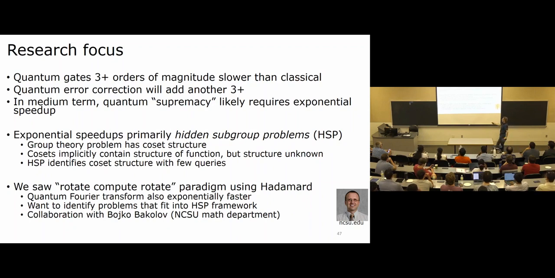So the cosets are implicitly contained in this function, but in the classical world, it would take a massive amount of computation to uncover them. And the hidden subgroup problem for various group theory constructions does this with a reduced number of queries, a polynomial number of queries.